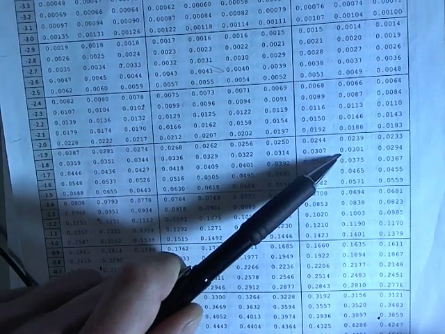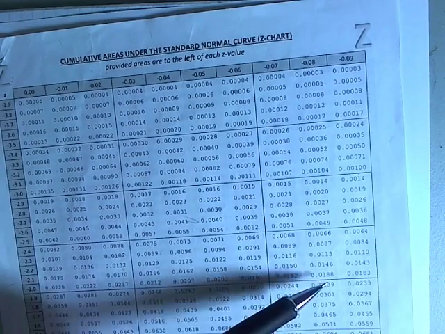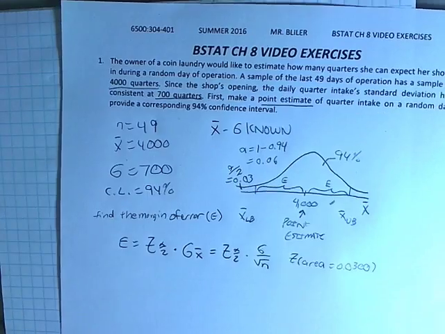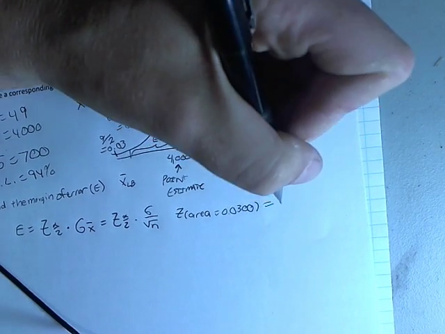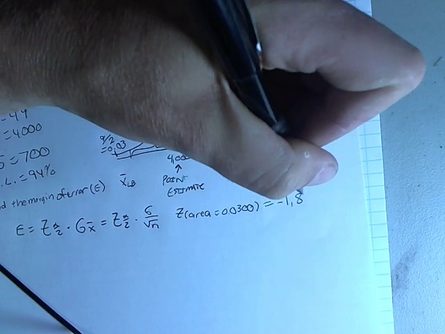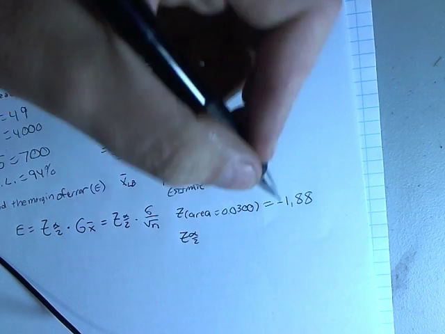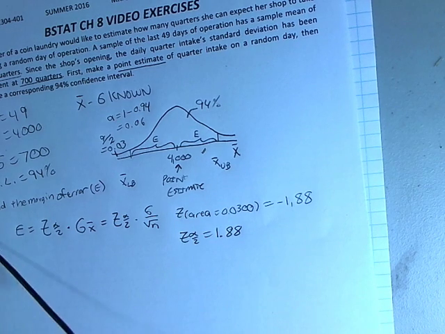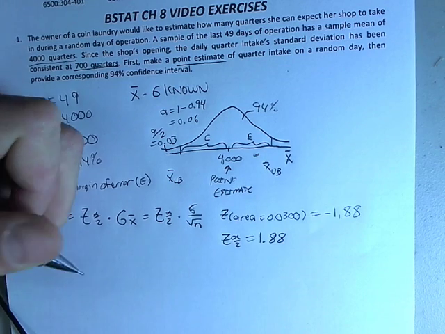So let's look to the left, negative 1.8. Let's look up, negative 0.08. And putting those two together is going to give us a z alpha half value of negative 1.88, and because the z alpha half value is always positive, we'll use the symmetric positive value of positive 1.88. Alright, so that takes care of our z alpha half.